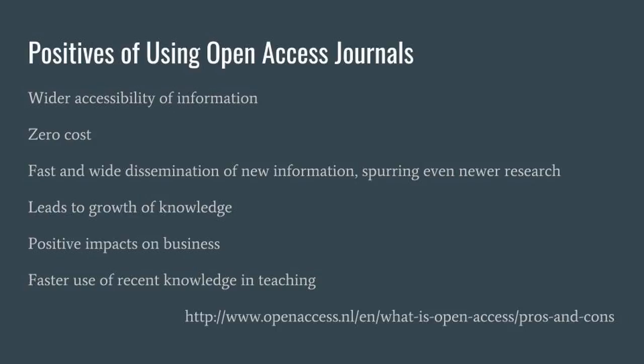Some of the positives of using open access journals are it gives you a wider accessibility of information. They're absolutely free. They're fast and wide dissemination of new information, and that can often spur new research, so you're going to have a lot more current information usually. It often will lead to a growth of knowledge. It has positive impacts on business, and it will give you a faster use of recent knowledge in teaching.